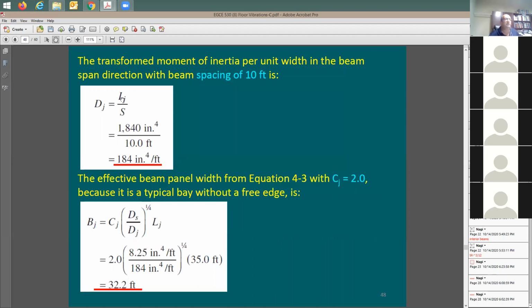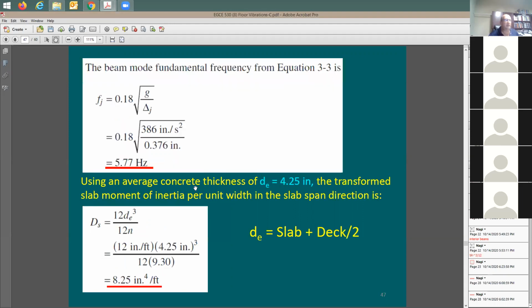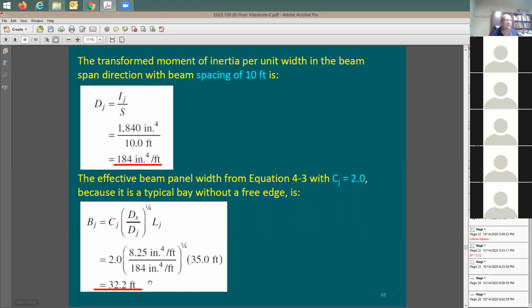And then after that, you do here the moment of inertia for the beam, the 1840, transfer moment of inertia. And then you divide here by the spacing between beams. Okay. After this, you do the effective width and the effective beam panel width. You find it out based on the ratio of Ds to Dj. What is Ds again? Moment of inertia for the slab, and Dj is going to be moment of inertia for the beam itself. We do this, now we find out the effective panel width.